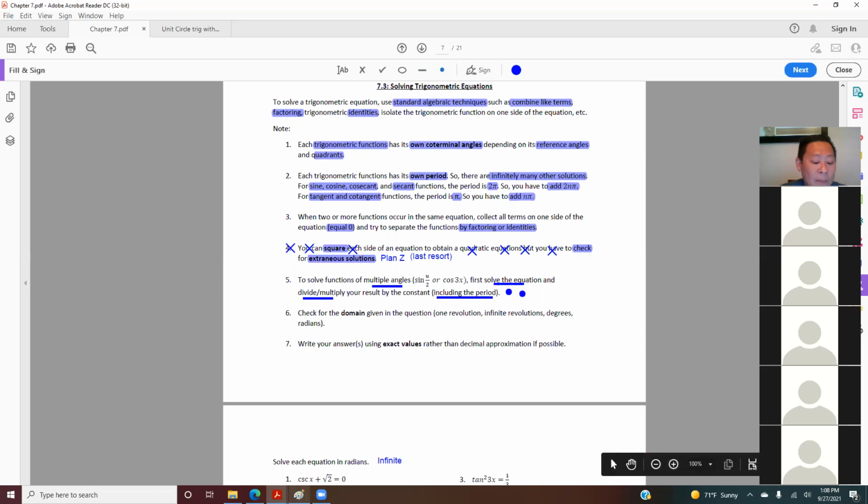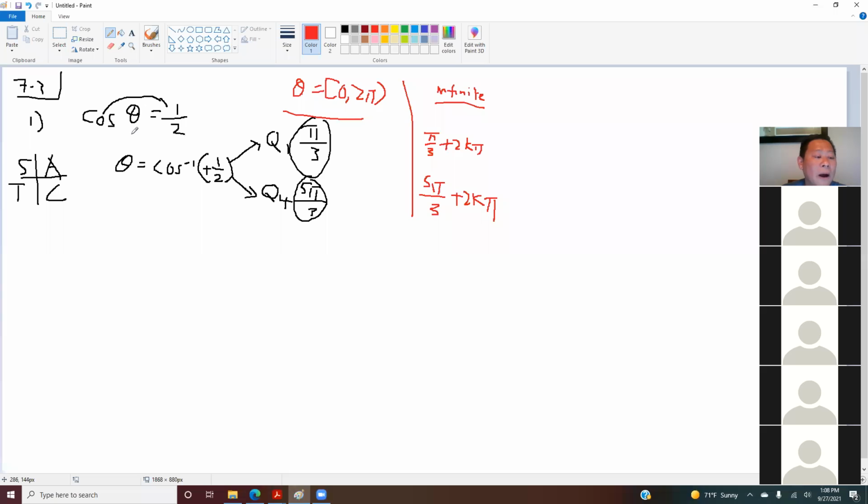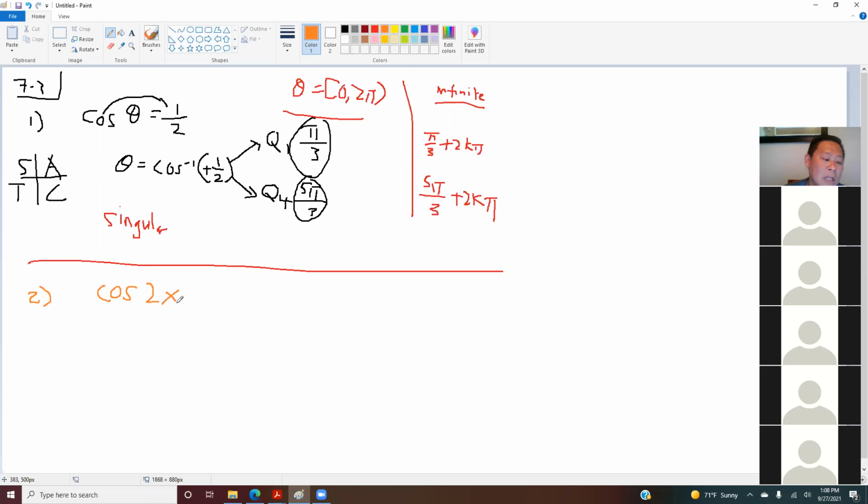how we solve this. Let me give you an example. So this is a singular. This is called a singular here because it is only 1x or 1 theta. Okay. So what happens when you got multiples? This one I'm showing to you here. That means instead of cosine theta, I will have cosine 2 theta. Again, I don't want to use theta, I just use 2x.